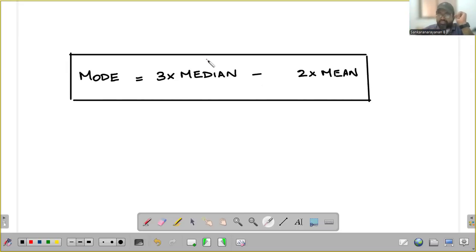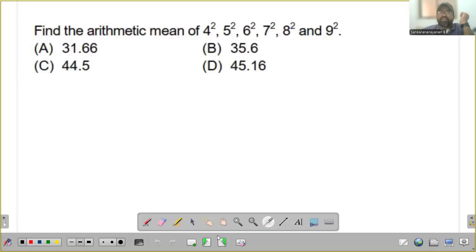So under measures of central tendency, mean, median, and mod, I have explained to you quickly what each corresponds to and the important formulae. So with this, we will start with the first question for the day. Take a look at this question. You are asked to find the arithmetic mean of 4 square, 5 square, 6 square, 7 square, 8 square, 9 square. So we can see that the number of observations here is equal to 6, right? You are asked to find the arithmetic mean.